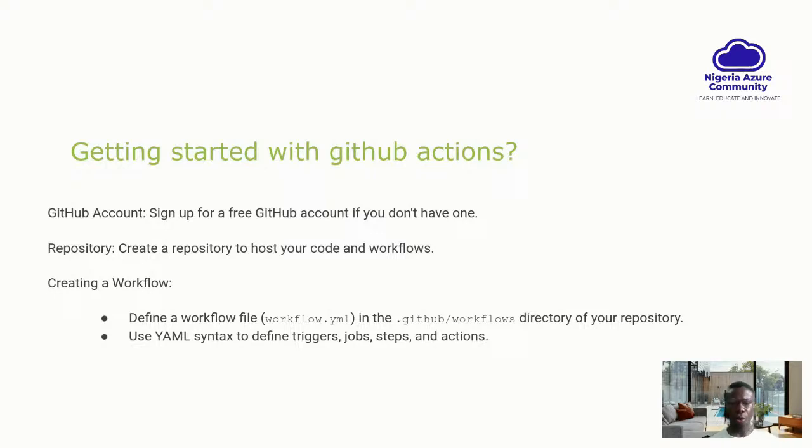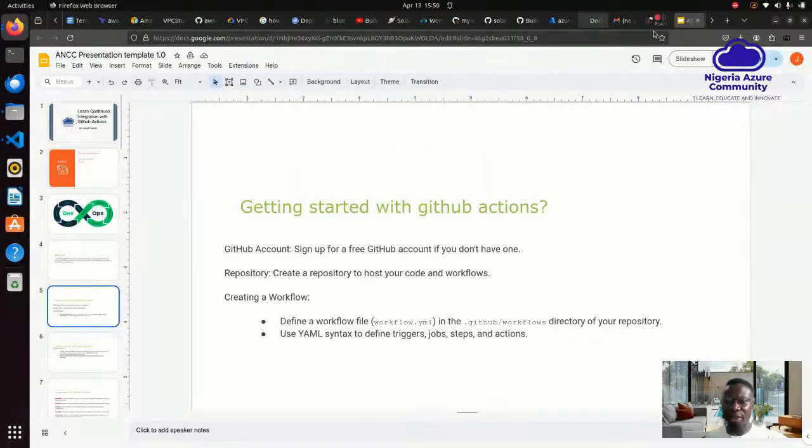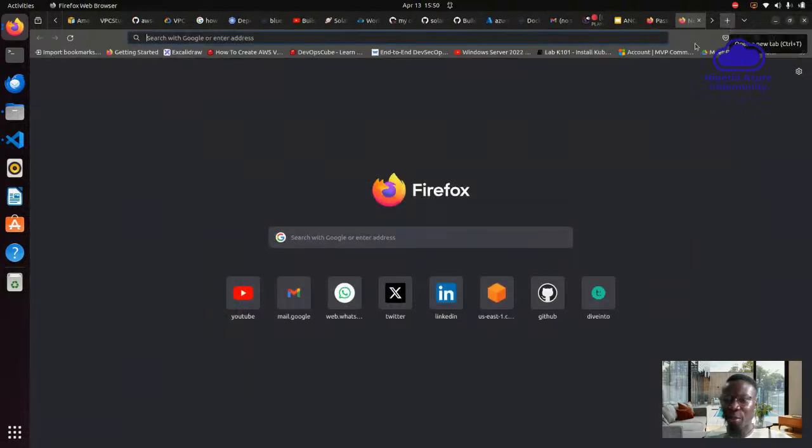So we're going to be doing a demo just after this slide to see how we can use GitHub Actions to manage our workflow. Like I said, you must have a GitHub account. You must create a repository, and then we are going to create a YAML file. So let me just go to my GitHub account.